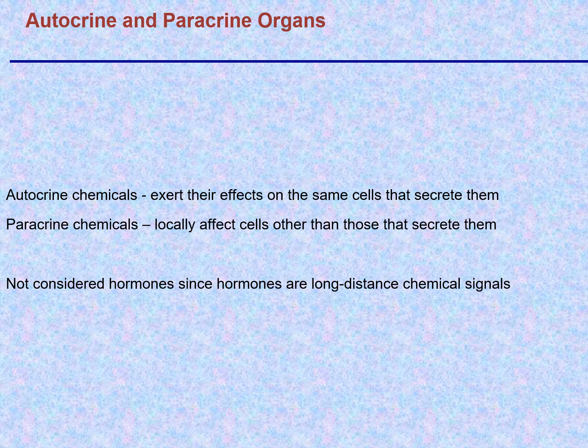Okay, now some organs will secrete products that act on the cells inside that organ that's secreting them, and these products are called autocrine secretions or autocrine chemicals. Other tissues will secrete molecules that will act locally on other cells, different cells from the ones that secrete them, but locally within the tissue, right next door. These molecules aren't considered hormones, since hormones are acting as longer distance chemical signals that get secreted normally into the bloodstream, into the blood plasma, and then have an effect at a distance on cells or tissues that have the right appropriate receptor for that hormone.